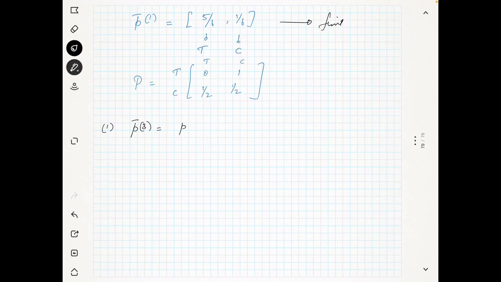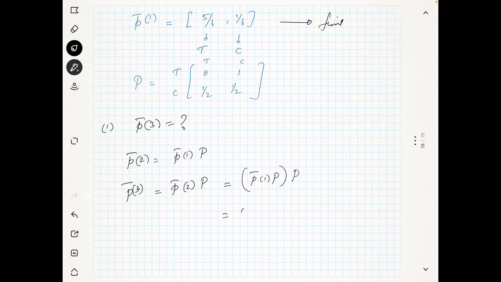It is nothing but P of 1 multiplied with P square. So, we want to find P of 3. What is P of 2 on the 2nd day? It is nothing but P of 1 into P, and P of 3, the 3rd day, means P of 2 into P, which is nothing but P of 1 into P multiplied with P. That means P of 1 into P square.